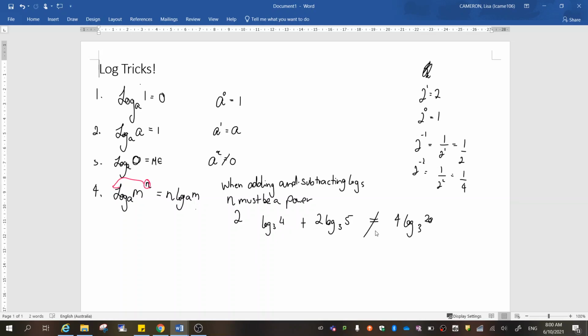Now, the reason why that is not correct is because if I think about it, this number is going to be different to this number on the end. If I've got 2 lots of A, I can't just add them to 2 lots of B. They don't have the same end, so they're not like terms, just like these are not like terms. So the correct procedure for this is to turn it back into a power.